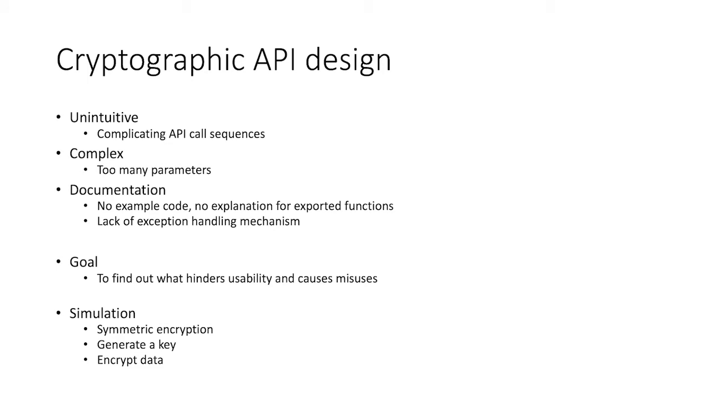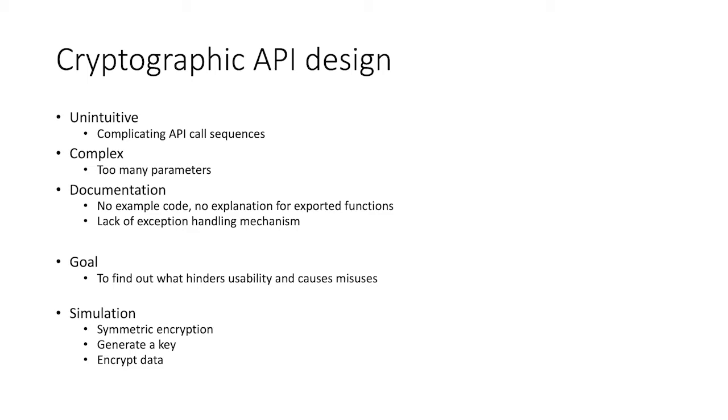Researchers have come up with solutions, and attempts have been made to mitigate the issues from different aspects, such as reducing the complexity of API calls and parameters, improving the readability of the documents, and so on. However, none of these improvements address the real cause of the issues, which is what hinders the usability and causes the misuse to begin with.